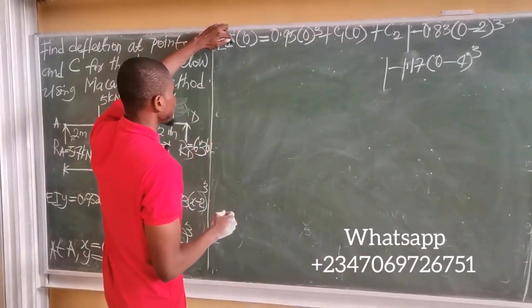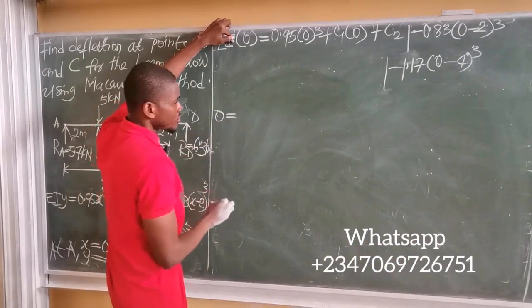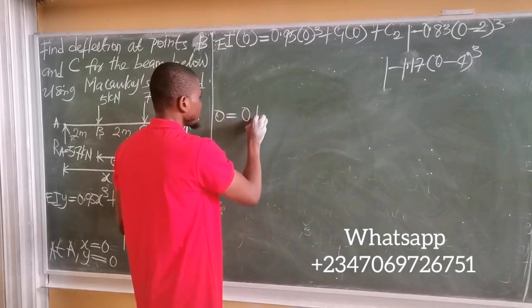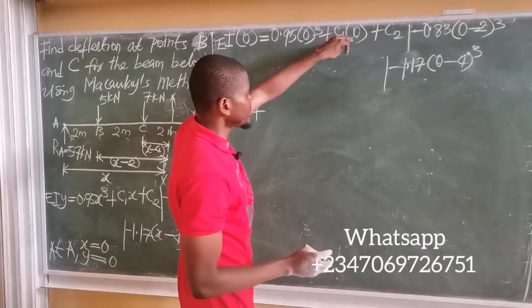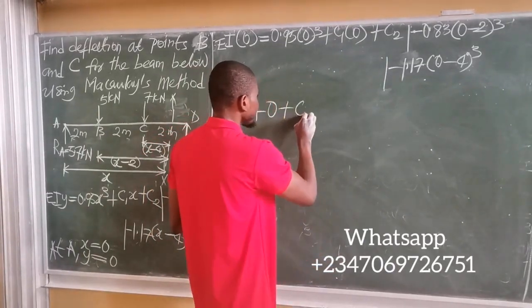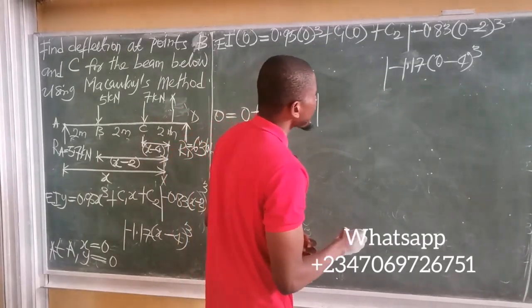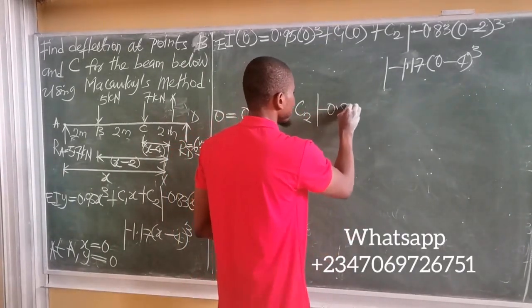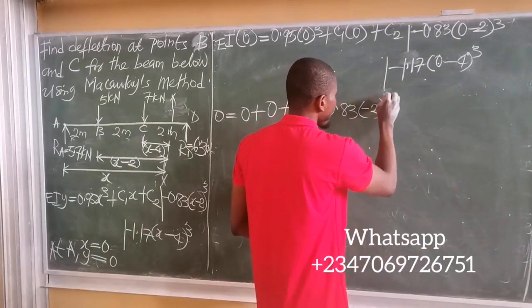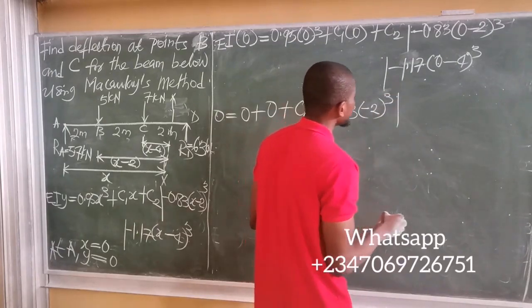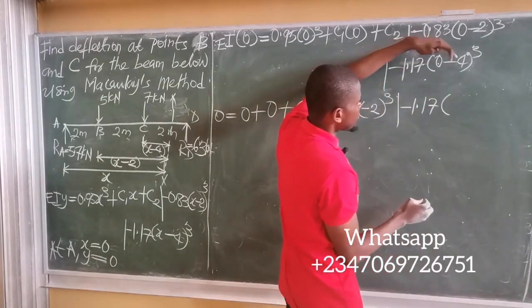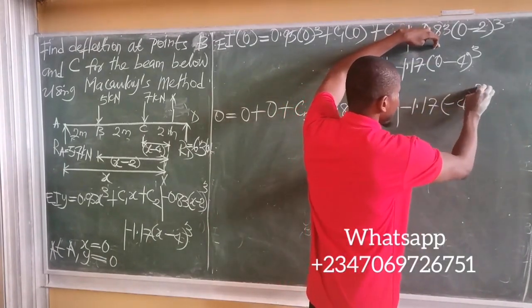So here EI times 0 gives us 0, equal to 0.95 times 0 cubed, which also gives us 0, plus c1 times 0, which also gives us 0, plus c2. Put it down, c2. So put in your Macaulay's bracket. We have here minus 0.83. This becomes 0 minus 2, which remains minus 2 to the power of 3. Put down your Macaulay's bracket. Next is simply minus 1.17 into 0 minus 4, which gives us minus 4 all to the power of 3.